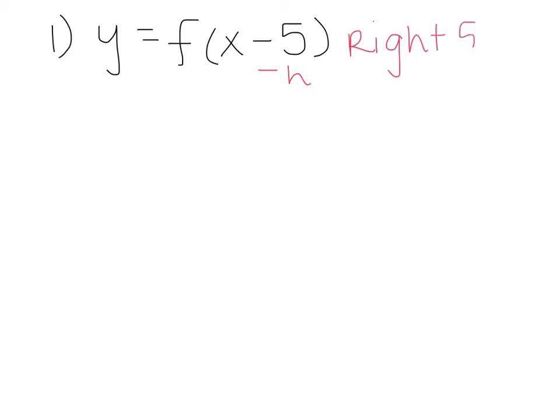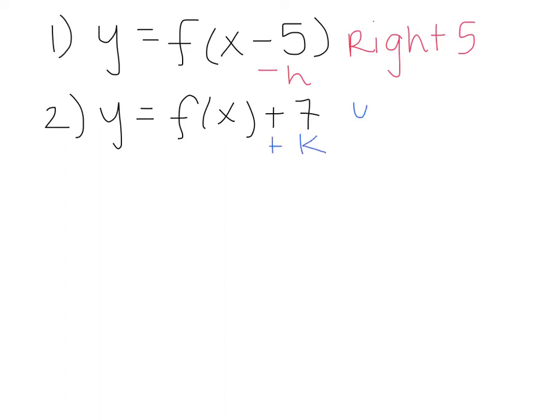So number 1 says y equals f of x minus 5. Now that number is inside the parentheses with my x, so this is like minus h, which is going to move it to the right 5. Number 2, y equals f of x plus 7. So that number is at the end, so it's like plus k, so it's going to move it up 7.